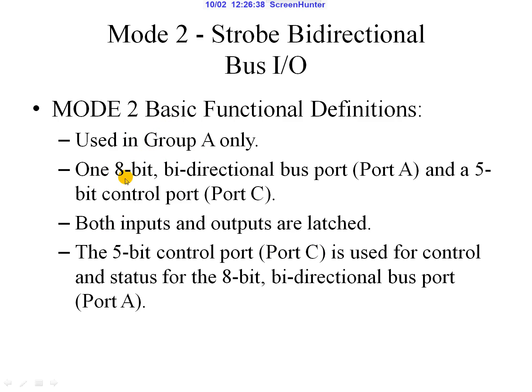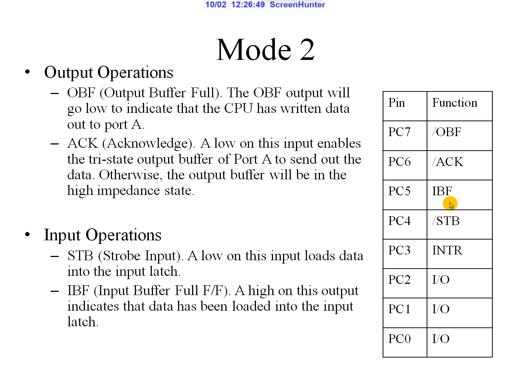Both inputs and outputs are going to be latched. So one 8-bit port, that is port A, is going to be used as a bidirectional bus, and the other one is used as either Mode 0 or Mode 1.